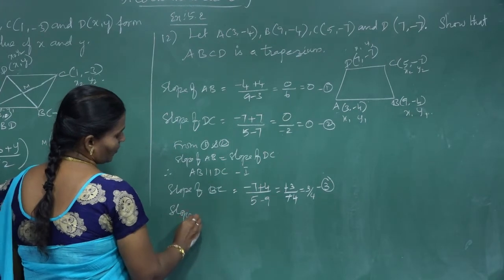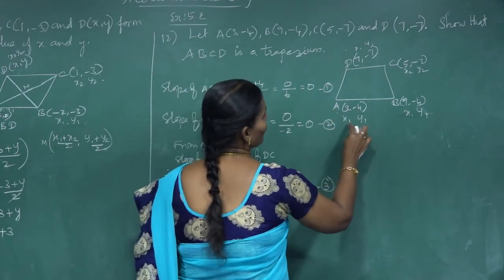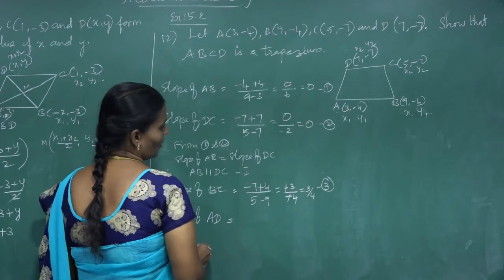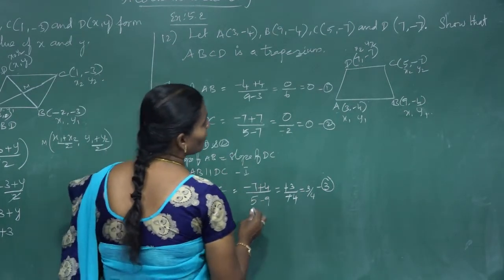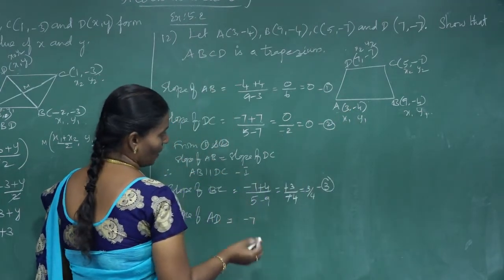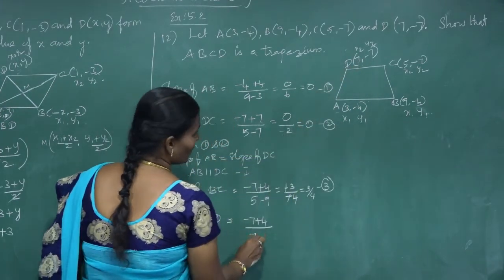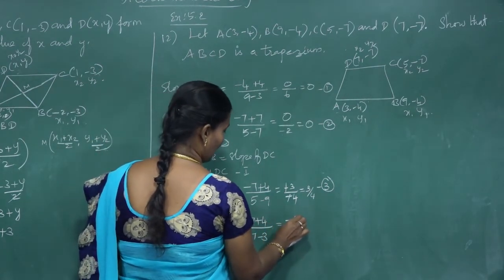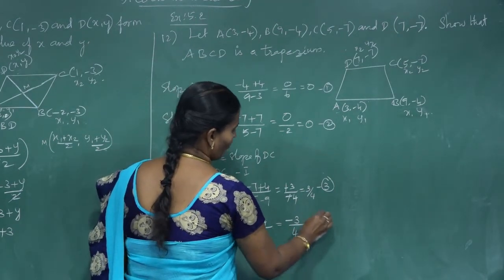Now find out the slope of AD. Here the A point is x1, y1. The D point you consider x2, y2. Now you know the formula. Slope formula y2 minus y1 by x2 minus x1. Substitute the values. y2 is minus 7, y1 is minus 4. So you consider minus of minus plus. So plus 4 by, then x2 is 7 and x1 is 3. So minus 3. So here what comes? Minus 3 by 4. So this is equation number 4.